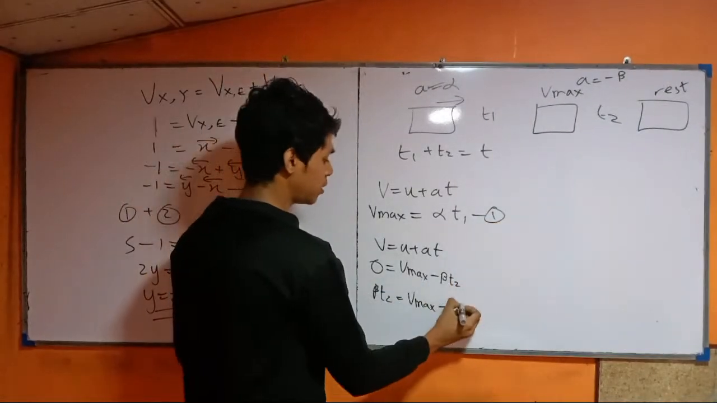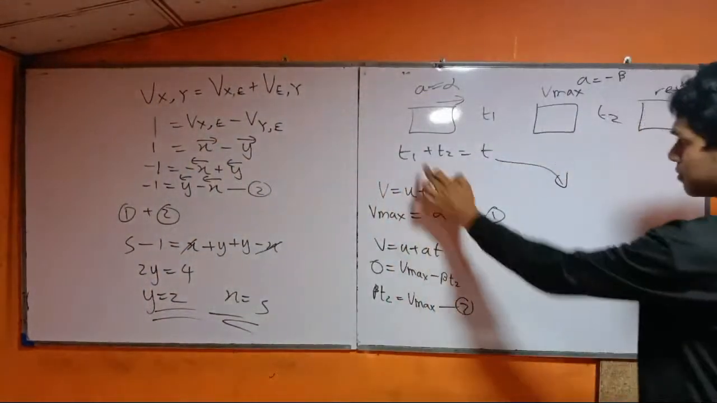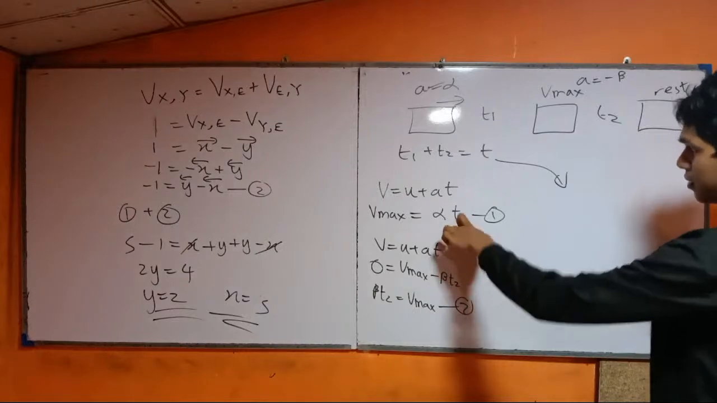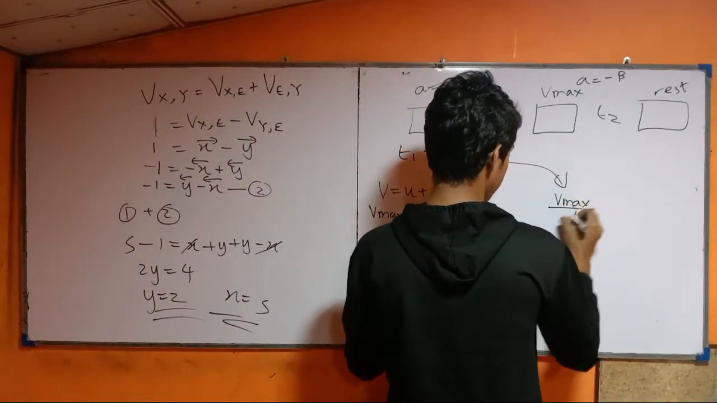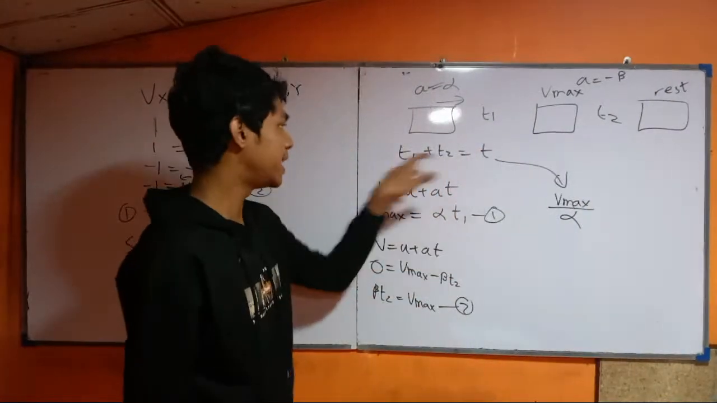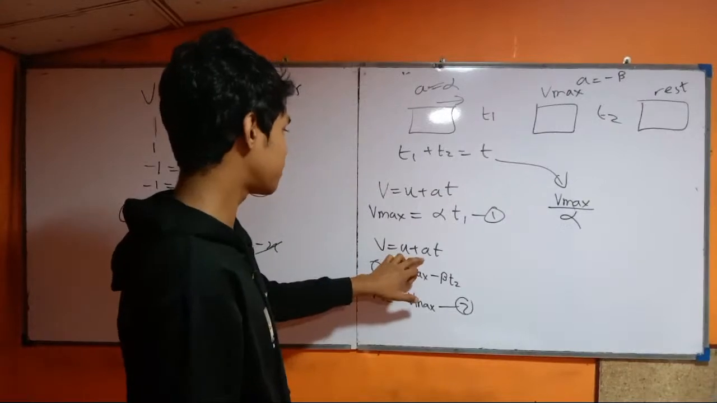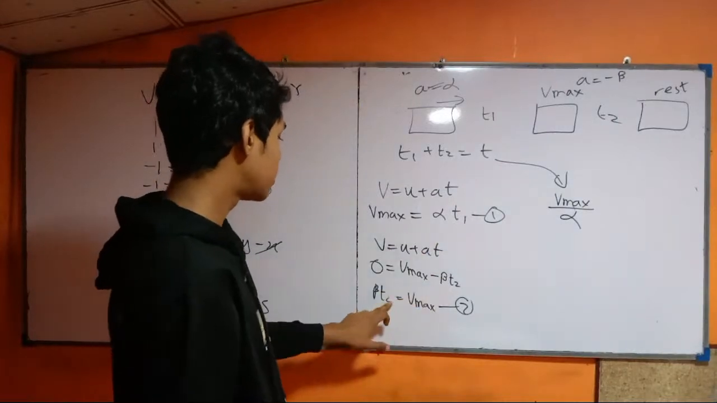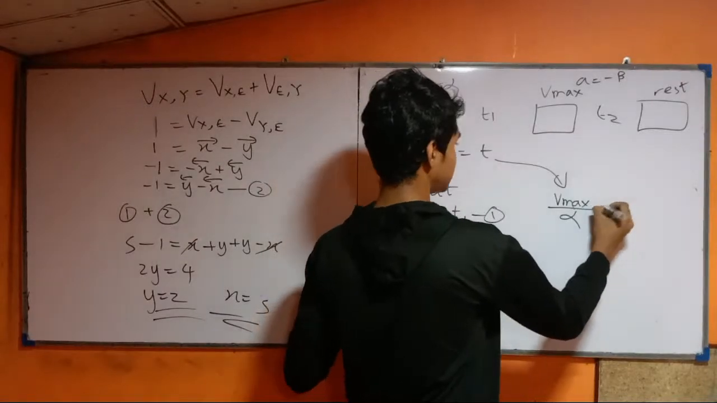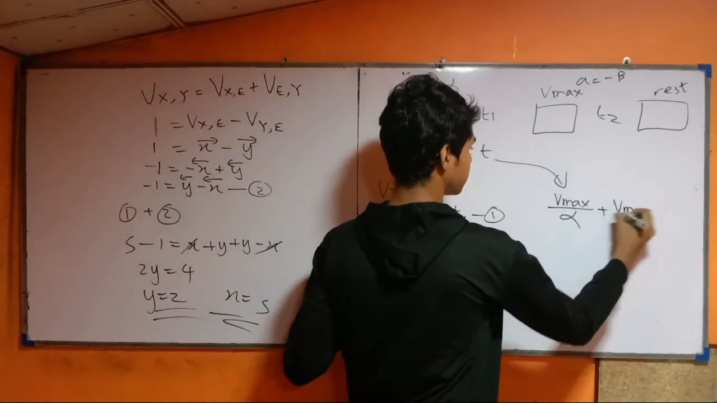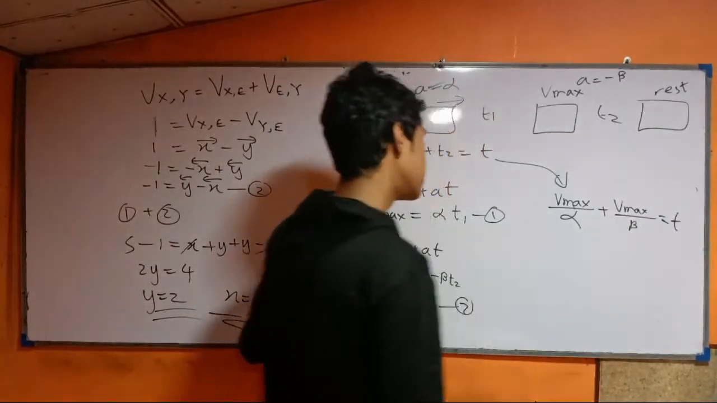Now you have two equations. You can substitute: t1 is going to be Vmax over alpha, and t2 is going to be Vmax over beta. So Vmax over alpha plus Vmax over beta is equal to t.